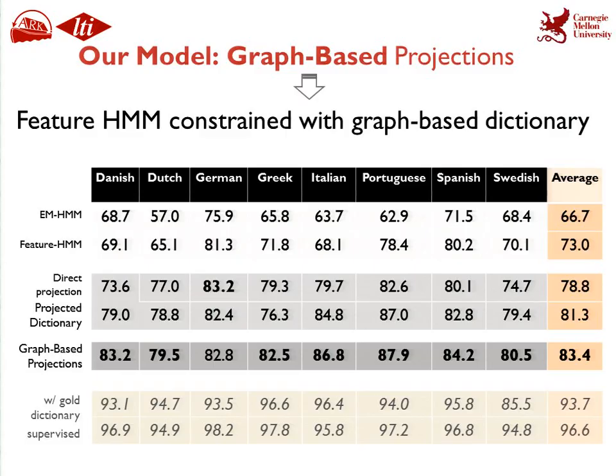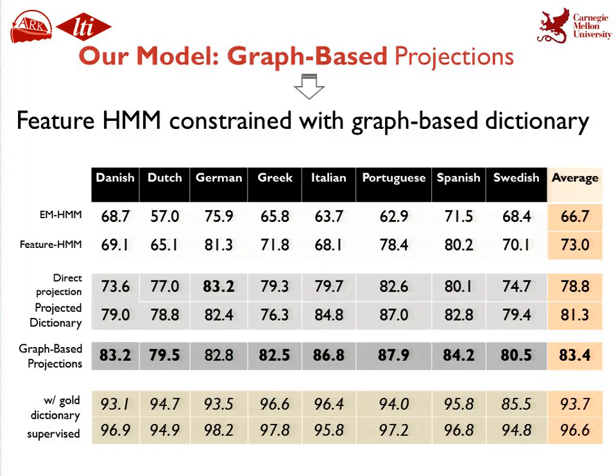Okay, so to put in perspective our best results with the gold dictionary results and the supervised results, we are still far away from those numbers, but we are bridging the gap between unsupervised and purely supervised methods by a lot.